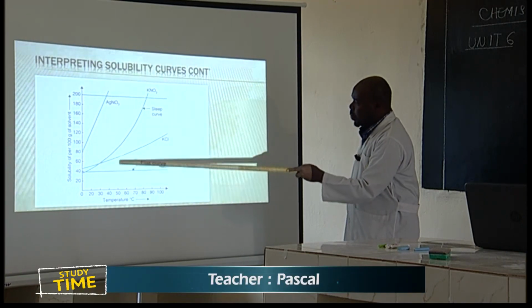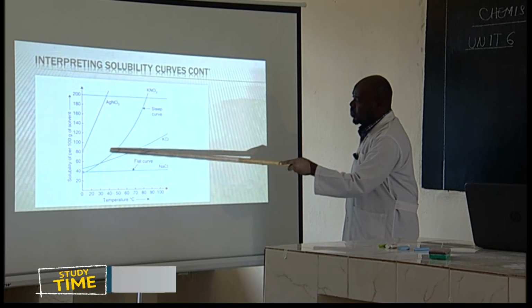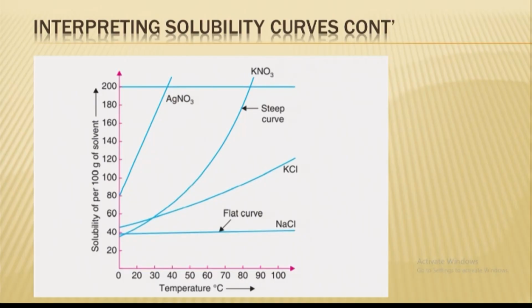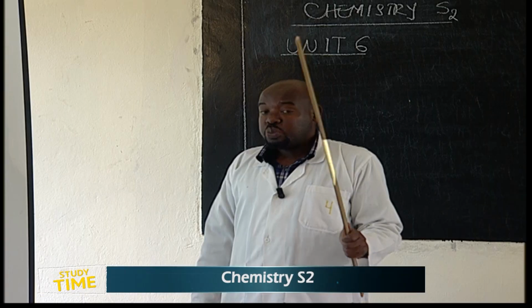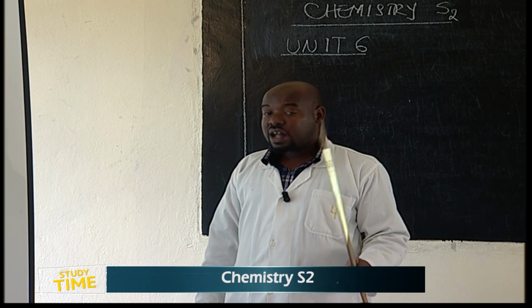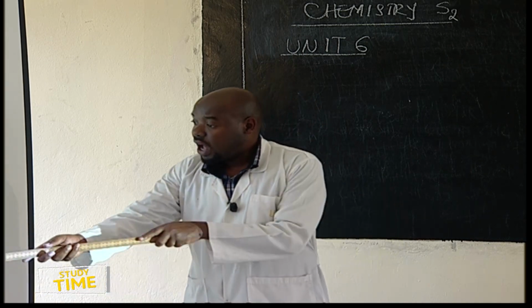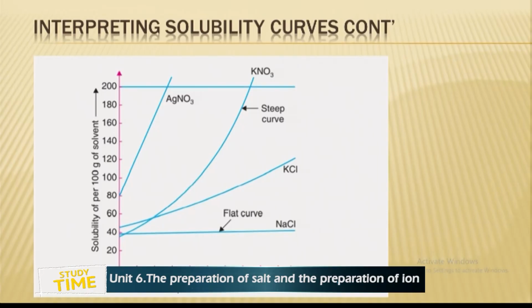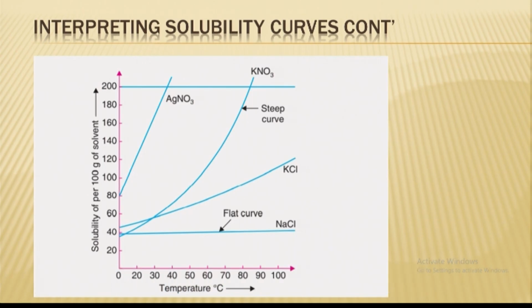But if we do the same with potassium nitrate, it will be somewhere here, above 80. And it shows that we can use solubility curves to compare the solubilities of different substances at the same temperature. As you can see, at 50 degrees, if you consider the solubility of potassium chloride and that of potassium nitrate, you can see that that of potassium nitrate is higher than that of potassium chloride. So we can also use solubility curves to compare solubilities of different substances at the same temperature.